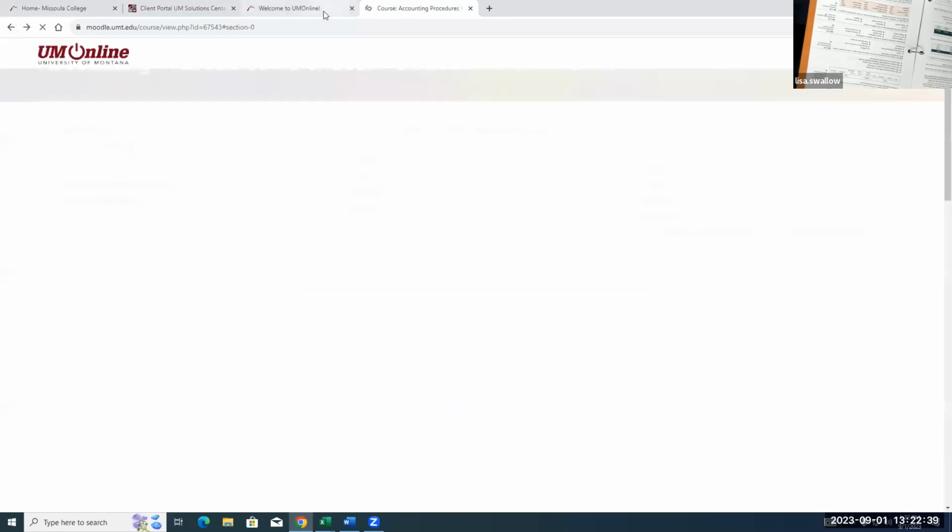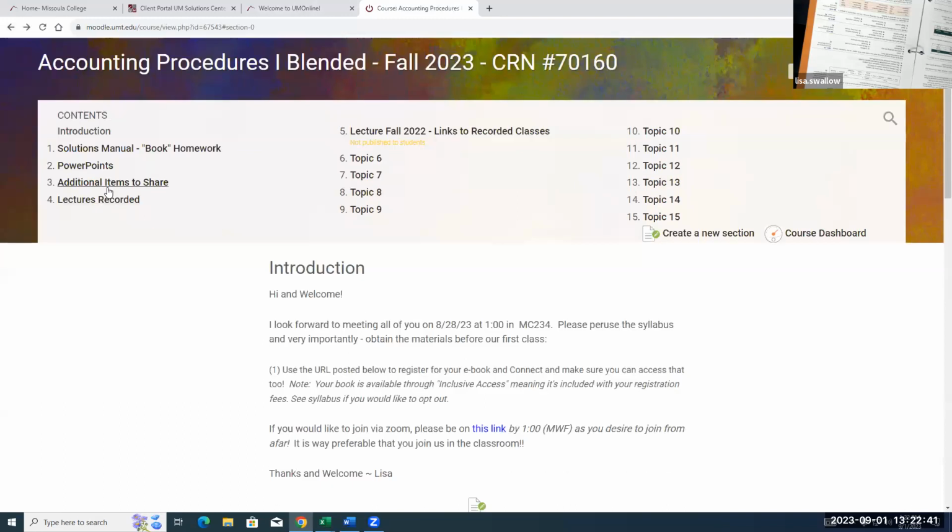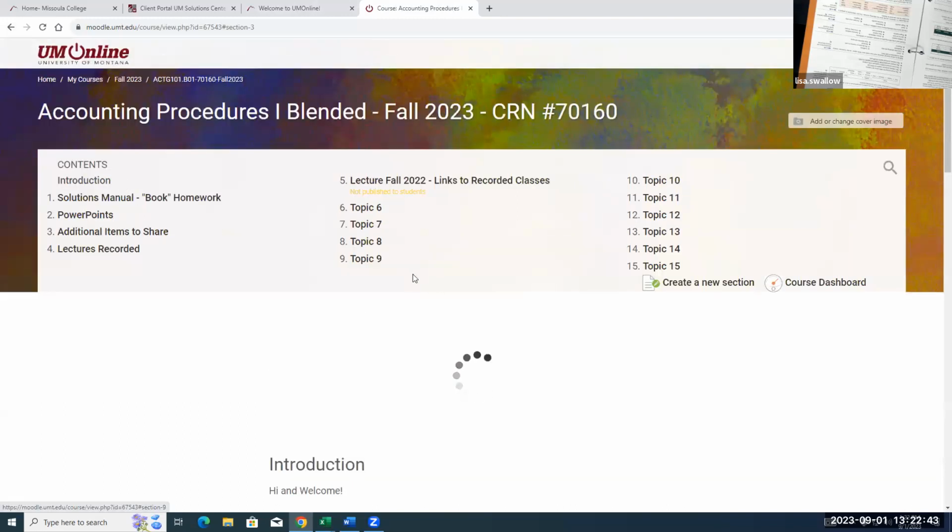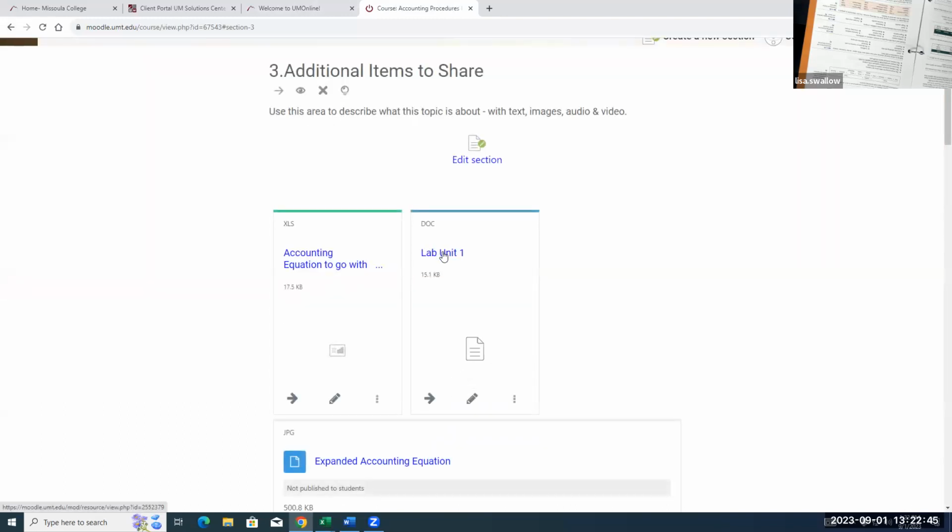Oh, I'm going to have to go all the way back in. Oh, no, here it is. Additional items to share. And it's right here, lab unit 1.